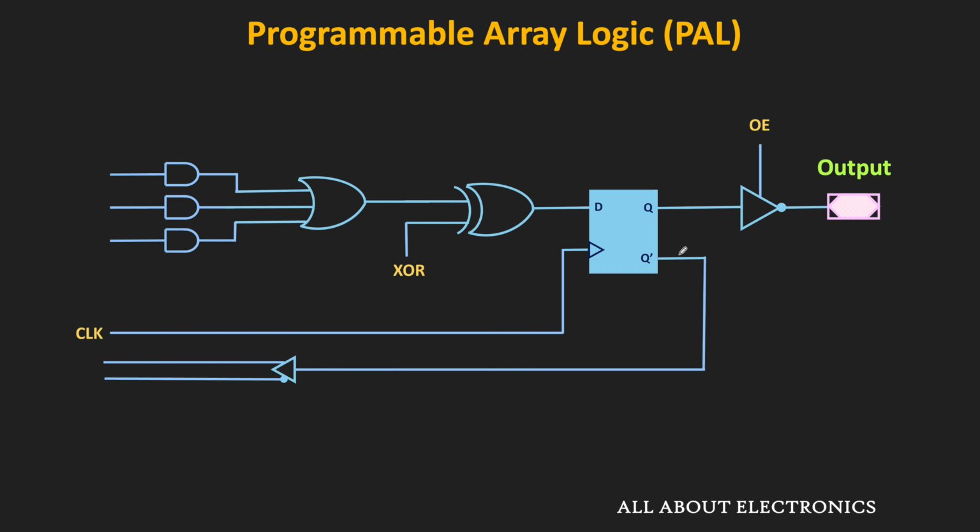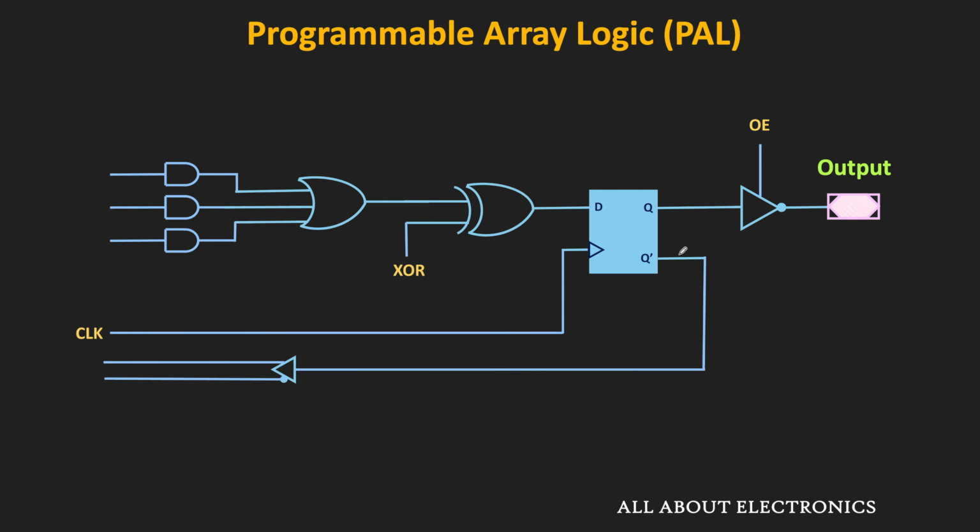Meaning that the output of the OR gate or this XOR gate is connected with the flip-flop. And at the rising or the falling clock edge, this output of the OR gate will be stored in the flip-flop. And now, through the tri-state buffer, this output of this flip-flop will be available at the output side. So that is why these outputs are known as the registered output, because they are the output of these flip-flops. In this registered output, it is also possible to use the present state of the flip-flop as an input.